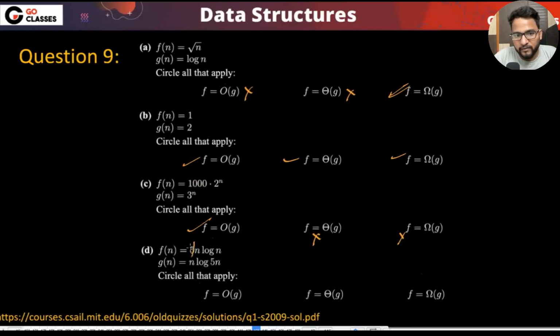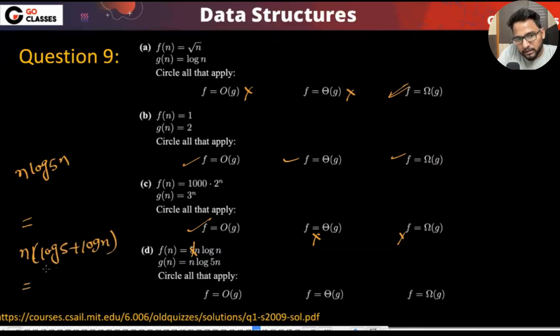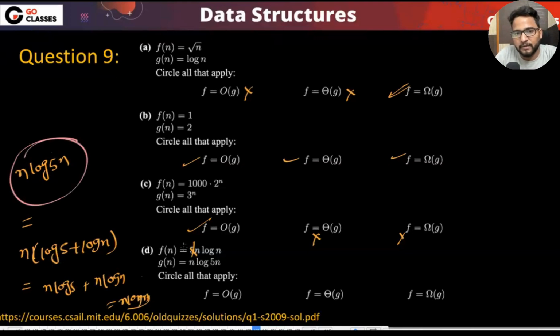Okay. This 5 you can ignore. In log 5n, can you ignore this 5? I think you can ignore it, right? Why? Because n log 5n is nothing but n times (log 5 plus log n). I mean, this is n log 5 plus n log n. And finally, you can say it is n log n only. Actually, I went through all of this process, and only then I'm saying you can ignore this 5. By just looking at it, I can't say. I have to simplify it.